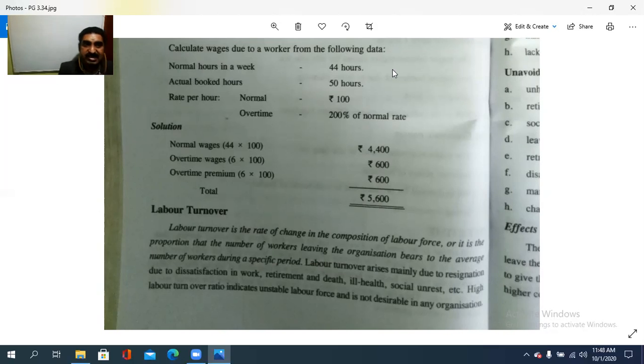50 minus 44, the 6. So 6 2 times, double the rate. Normal rate ന്റെ double ആണ്, 100% അല്ല 200% ആണ് പറഞ്ഞത്. So it is 1200. See the overtime wages and overtime premium as a 1200. So total he will get it 5600. So that is the calculate the wages due to a worker. So in this way we are calculating what the overtime. Okay.